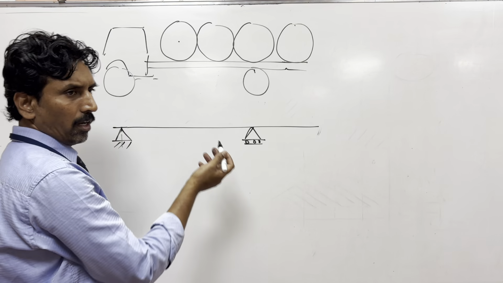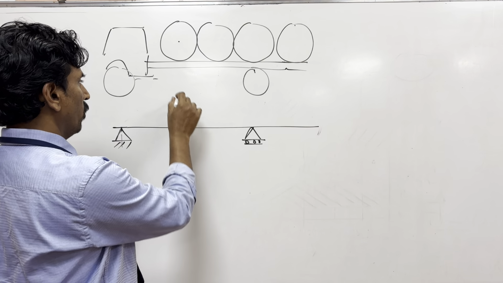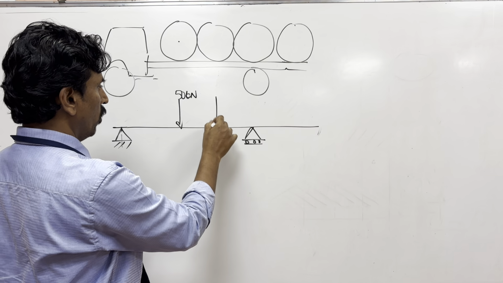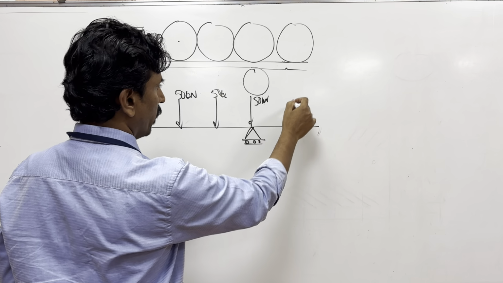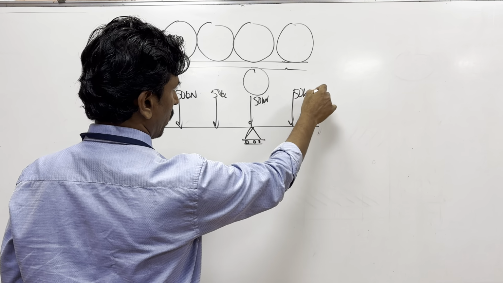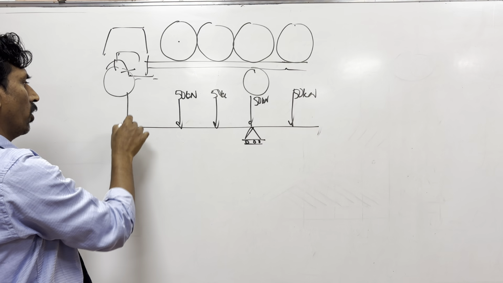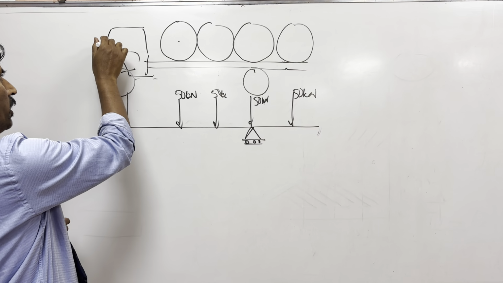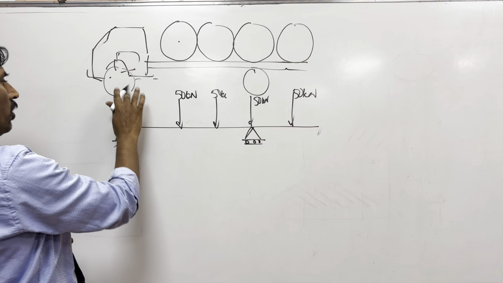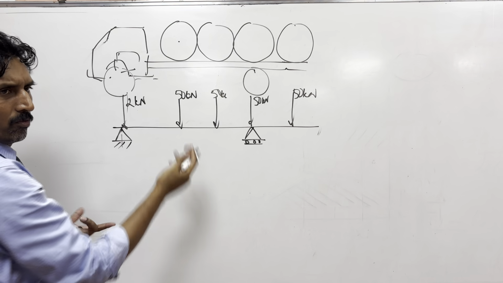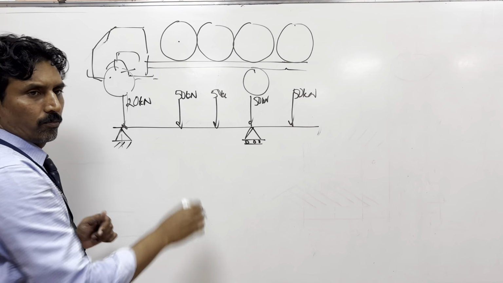5,000 kg is like 50 kilonewton. So you would write it as 50 kilonewton here, 50 kilonewton here, and 50 kilonewton here. And here, maybe the engine and everything is around 20 kilonewton, which is actually 2,000 kg.